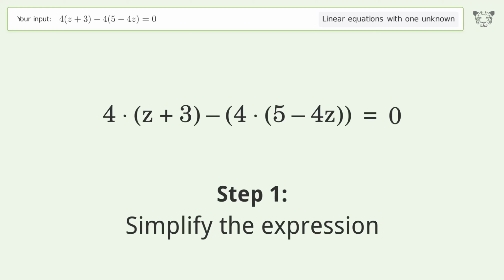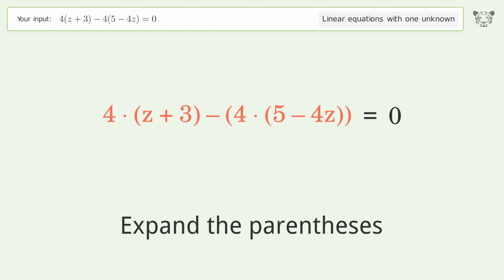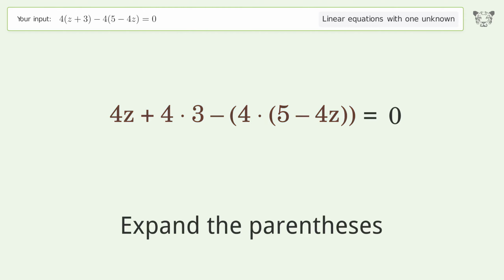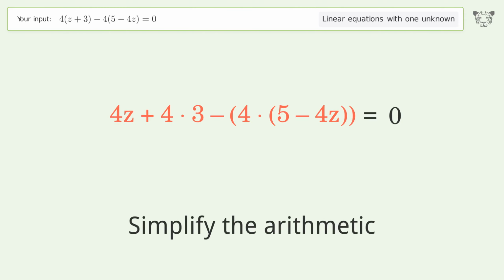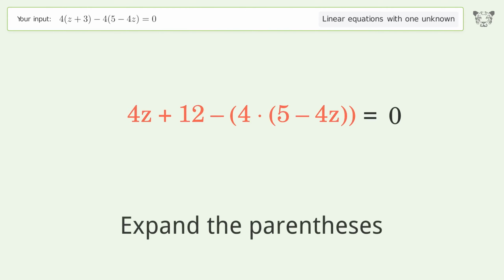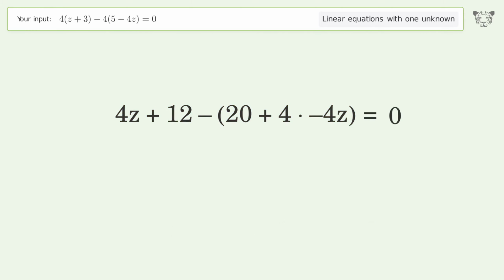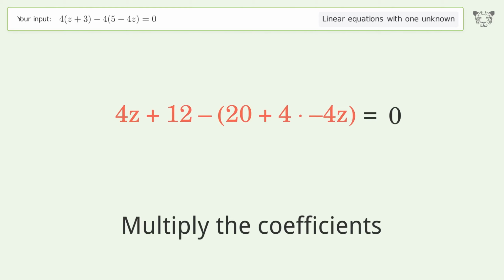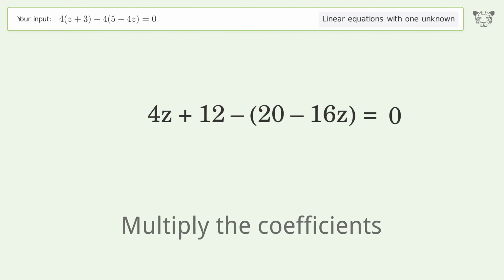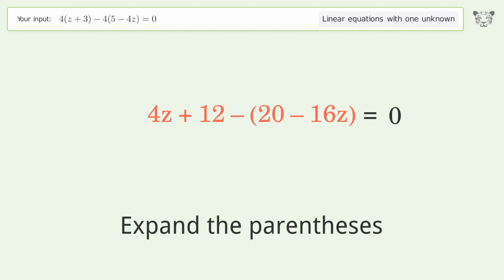Simplify the expression. Expand the parentheses. Simplify the arithmetic. Expand the parentheses. Simplify the arithmetic. Multiply the coefficients. Expand the parentheses.